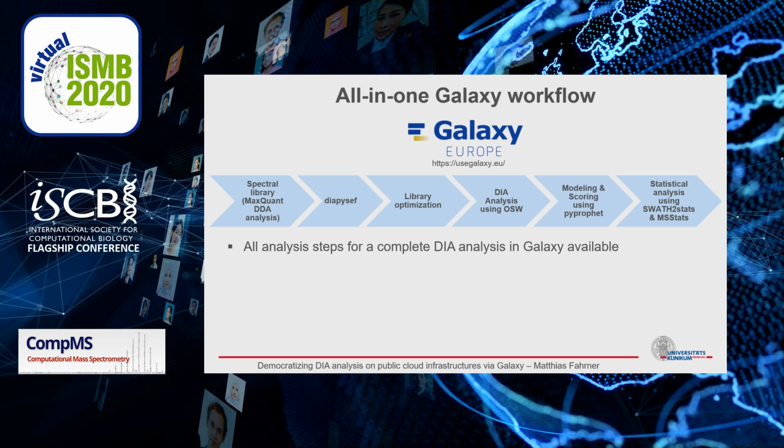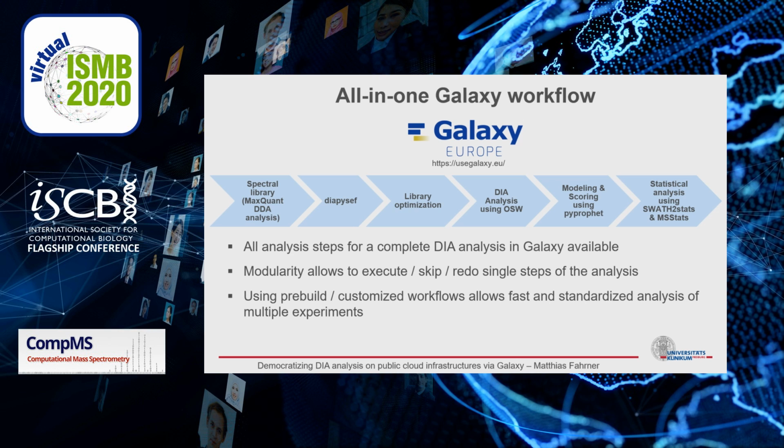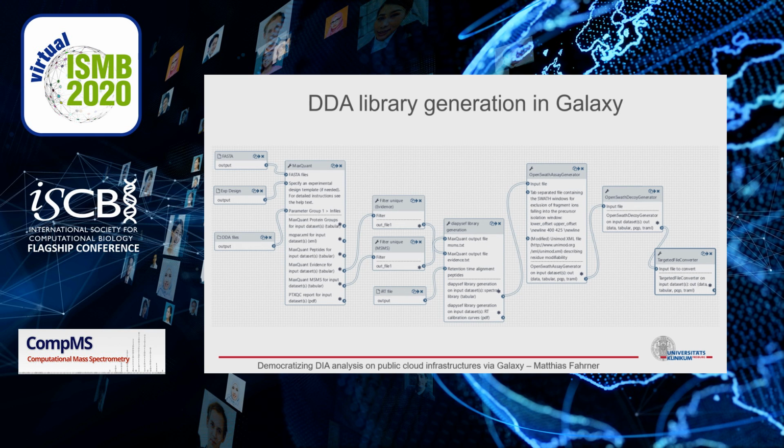Furthermore, the modularity of the individual analysis steps allows to execute, skip, and redo parts of the analysis. Using pre-built and customized workflows allows for standardized and fast analysis of many experiments. To illustrate the functionality, I divided the complete DIA analysis into two workflows. First, the spectral library generation based on prior DDA measurements, which are first analyzed using MaxQuant and subsequently a spectral library is built using DIA-PASEF and open source tools.